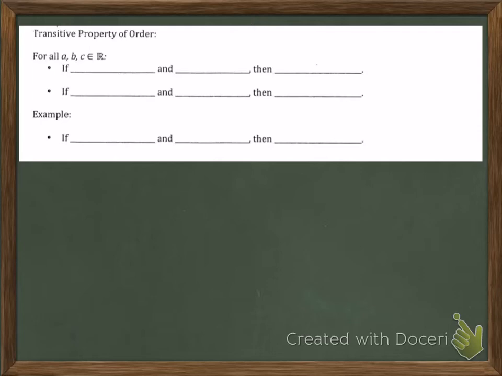For the next statement, we're looking at the transitive property of order. For all real numbers A, B, and C, if A is less than B and B is less than C, then A must be less than C. If C is greater than B, and B is greater than A, then C must be greater than A.